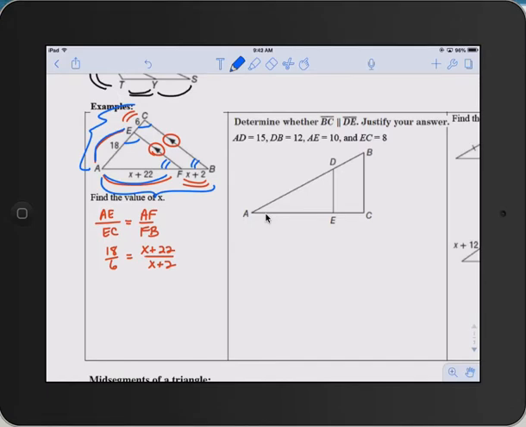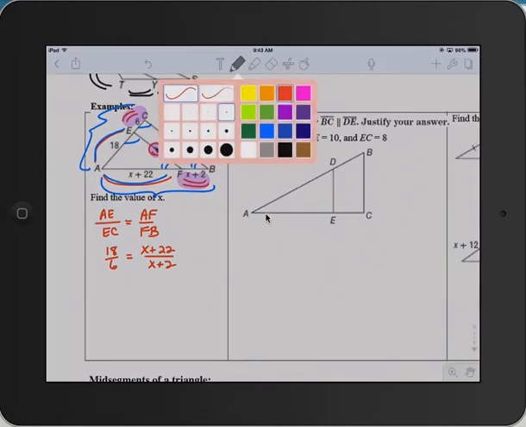Now that would work perfectly fine, but this is a little bit shorter way. Just remember that if you're going to use the little parts here rather than the whole side of the triangle, you have to know that these segments are parallel. If they're not parallel, the segments will not be proportional, and then you'll have an incorrect solution.